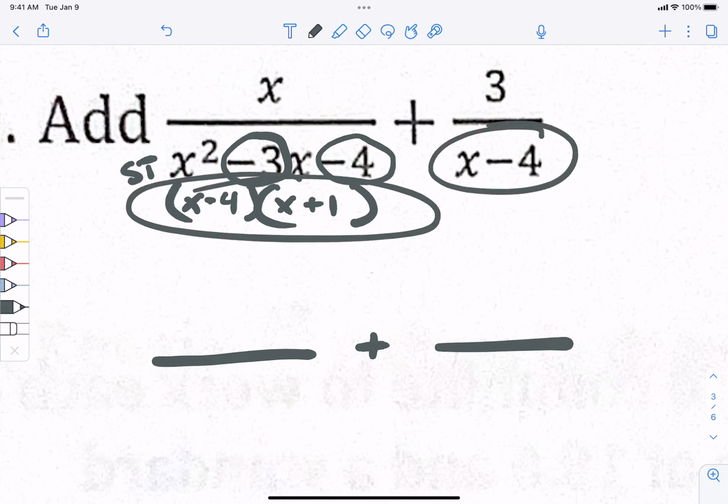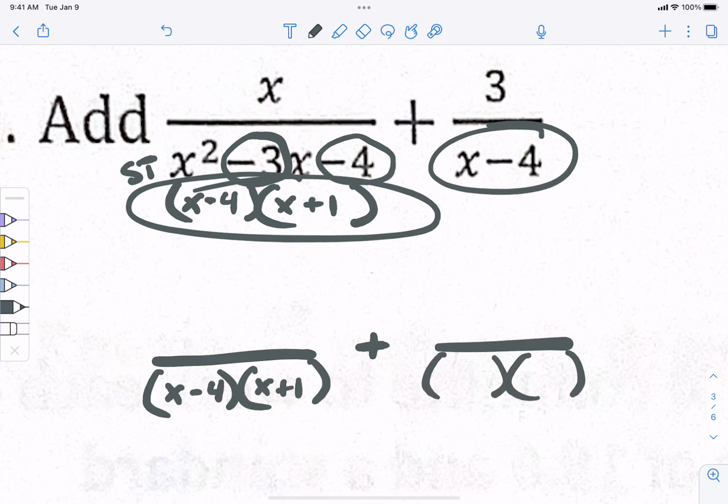What's your common denominator going to be? X minus 4 times x plus 1, right? Because it has to include everything, but not more than once. The x minus 4 shows up here also, but we already have it.